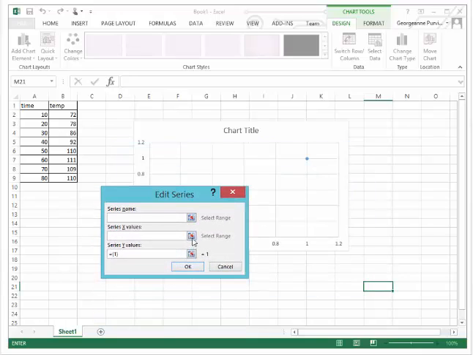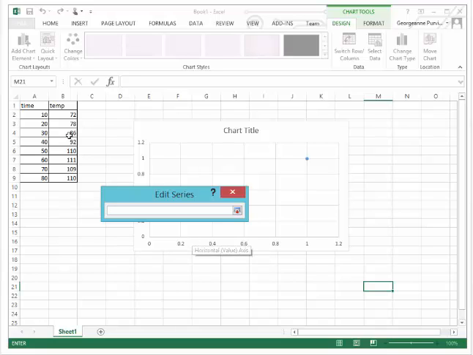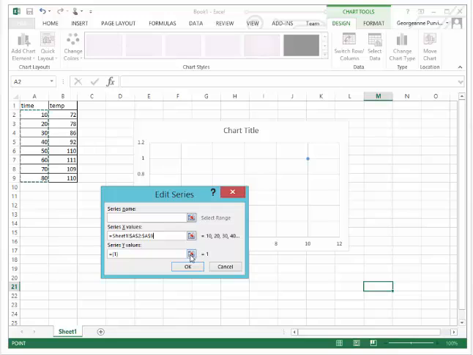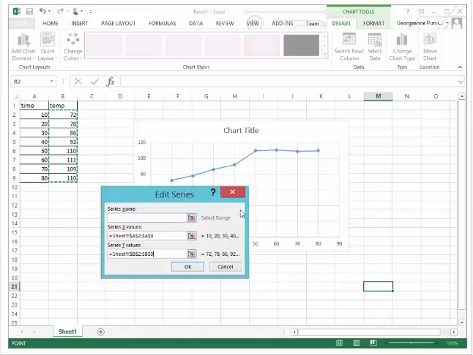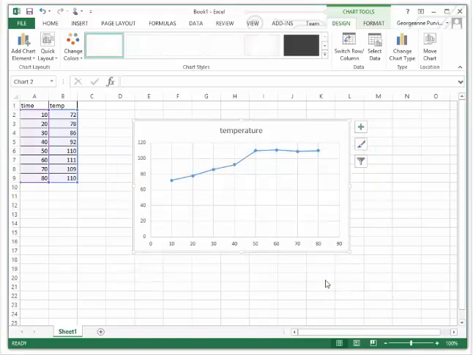I want my X values. Click right here. I can just hold down my left mouse key and select the data. It goes right there. Click here, and now I need my Y values. Do the same thing. Click here. I have Y values. Oh, it's plotted already. And I can even give it a name if I want. I'm going to call my series temperature. Type that in. So say OK. So there's my plot of data.